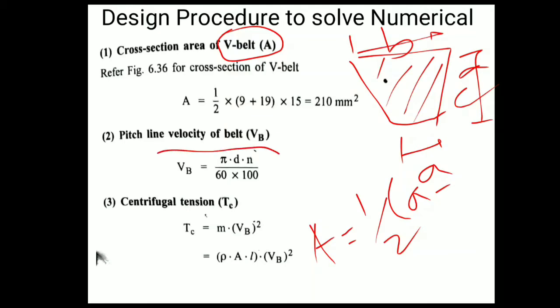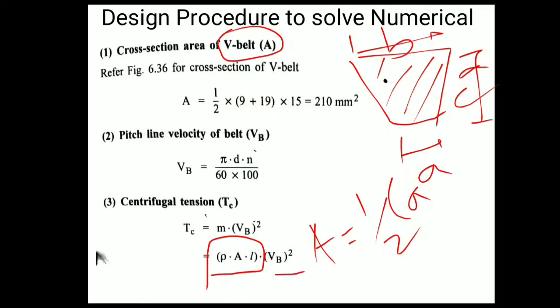Pitch line velocity is pi d n by 60. We need to consider the smaller d because the smaller pulley has more RPM. Then centrifugal tension is m v square. Now here in V belt drive, mass is converted into density times volume, but while converting this we cannot take the thickness and width, because the V type of belt does not have that, it has an area. So we have to consider mass is equal to rho A into L, density into area of that respective V belt shape and length of that V belt, with respect to velocity.